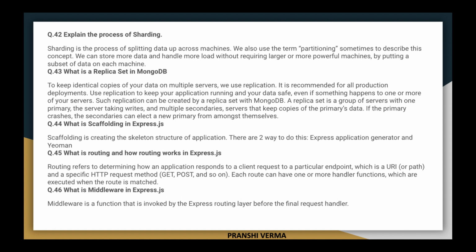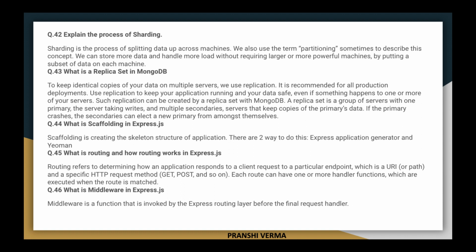Replica sets provide several benefits, including high availability. In a replica set, if the primary node fails, one of the secondary nodes is automatically promoted to become the new primary node, ensuring that the database remains available. Fault tolerance: a replica set provides fault tolerance by ensuring that data is replicated to multiple nodes. If one node fails, data can be retrieved from another node in the replica set.